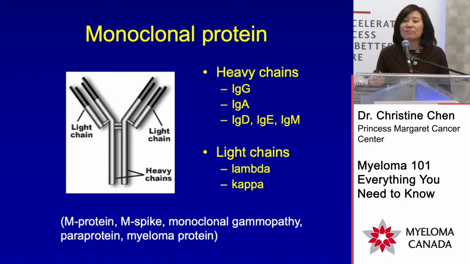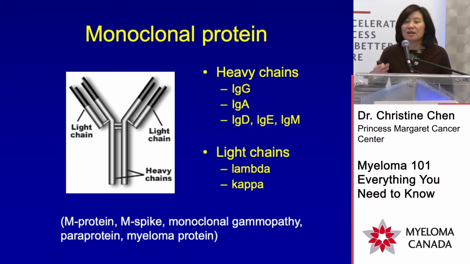So there are various types of heavy chains. IgG is the most common type that is made in myeloma. About 60% of patients have an IgG. About 20% make an IgA protein, and then the rest, IgD, E, and M, are really quite uncommon. They all comprise only about 1% of myelomas. The heavy chains can either be attached to a kappa or lambda light chain. About 10 to 15%, though, will just make the light chain part.